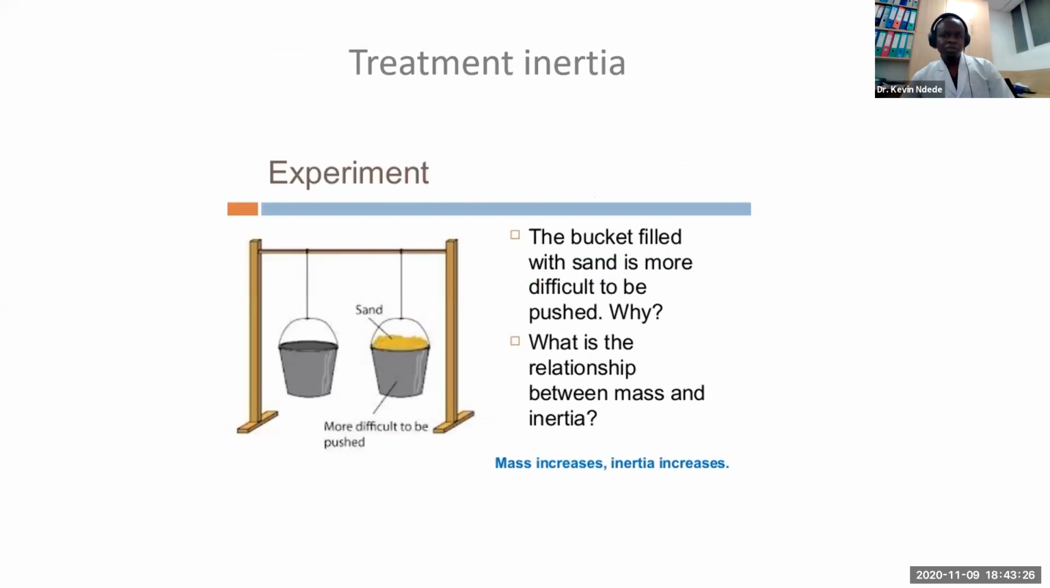So then, moving on to treatment inertia. The illustration here is to tell us about the physical principle of inertia. We have two buckets here. One is fully loaded with sand, the other one is empty. If you try to push either of the buckets, you will find that one is more difficult to push. And the whole idea is that because of the mass in the bucket, it becomes harder to push.